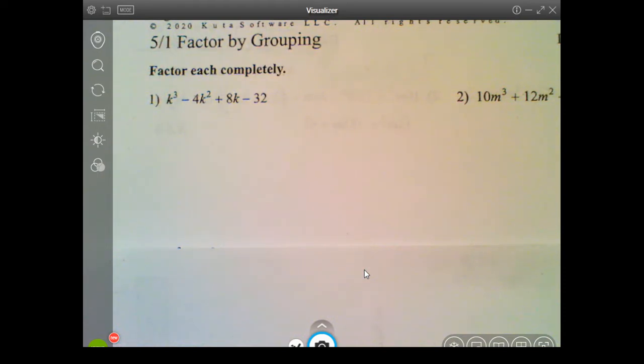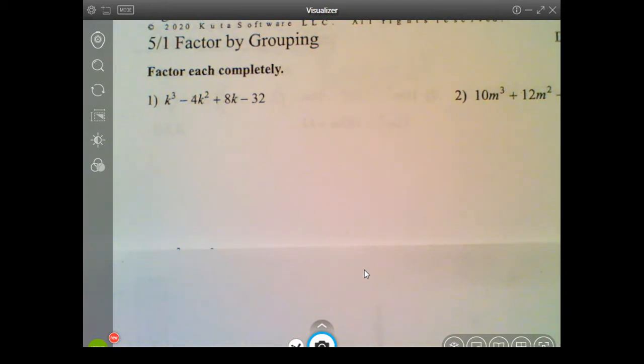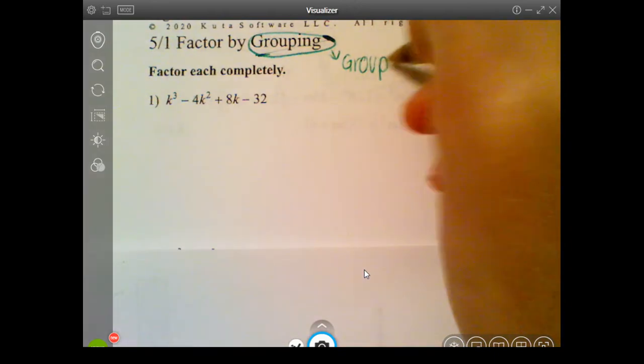Okay, today we're starting factoring by grouping. It is very similar to the factoring that you did previously where you're trying to find the greatest common factor. But what we're going to try to do is find the greatest common factor among each group. So if you think of the word group, you think that there's more than one person. So when you're grouping, you're going to group in twos.